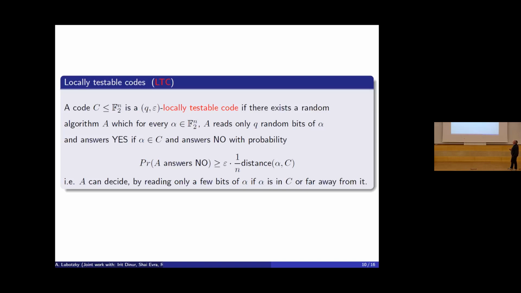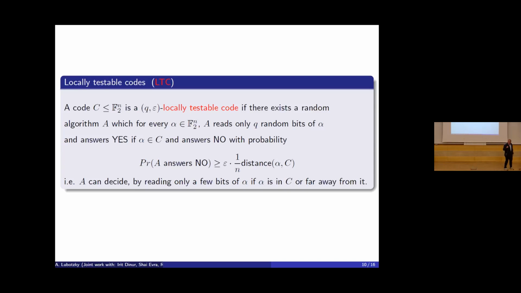What is a locally testable code? A code in F2 to the n, again n is going to infinity, is called (Q, epsilon) locally testable if there exists a random algorithm A such that for every vector alpha in F2 to the n, the algorithm reads only Q random bits of alpha. The algorithm is allowed to read only Q bits out of n, Q independent of n. Q is a fixed number. Say n is 200,000 and I allow you to read only 70 bits, and you have to decide whether the vector is already in the code or not.